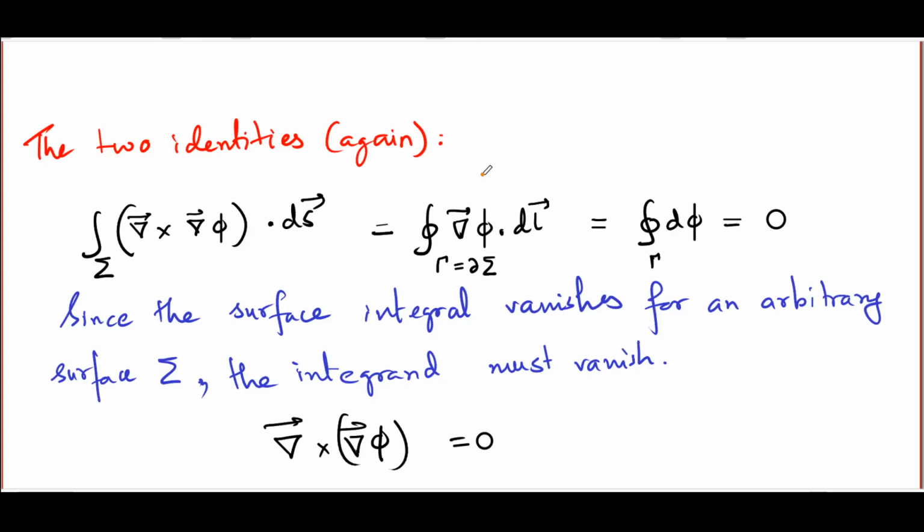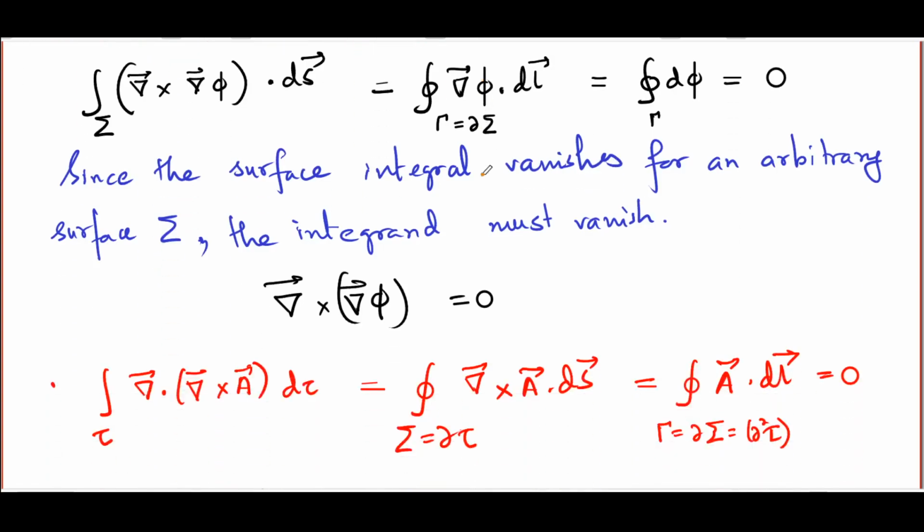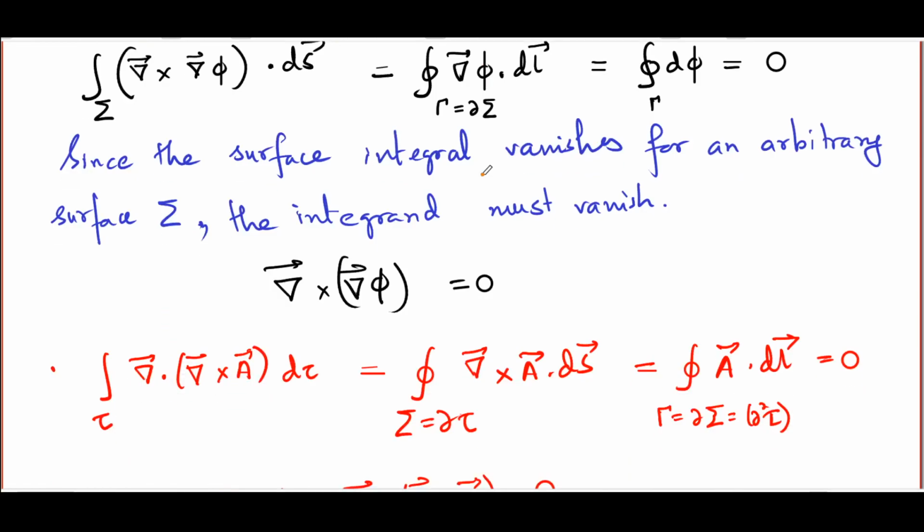Let us now go on to the second of these identities, the one involving divergence of curl of A. And here it should be pretty clear what we should do. Because we are involving a divergence here, we are going to try doing a volume integral over an arbitrary volume: divergence of curl of A integrated over any volume tau. Gauss theorem will tell us that this has to be the integral over the boundary sigma of this region tau of curl of A dot ds. So this is just Gauss theorem being applied here.